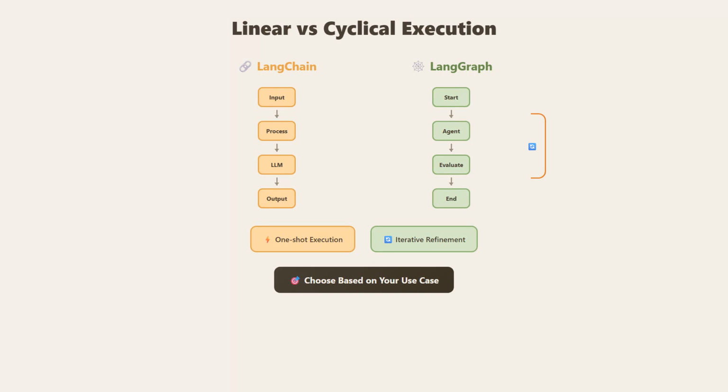Think of it this way. LangChain is like following a recipe step by step. You do step 1, then step 2, then step 3, and you're done. LangGraph is more like a chef who tastes the dish, adjusts the seasoning, tastes again, and keeps refining until it's perfect. The choice between them really comes down to your use case. If you need predictable, straightforward execution, LangChain is your friend. If you need adaptive, self-correcting behavior, LangGraph is the way to go.